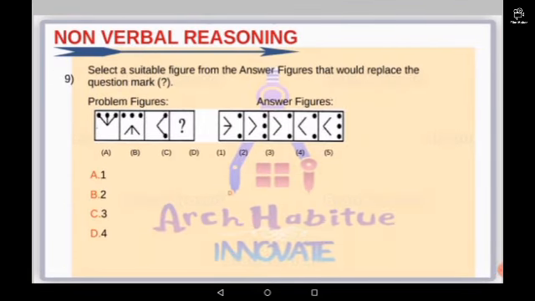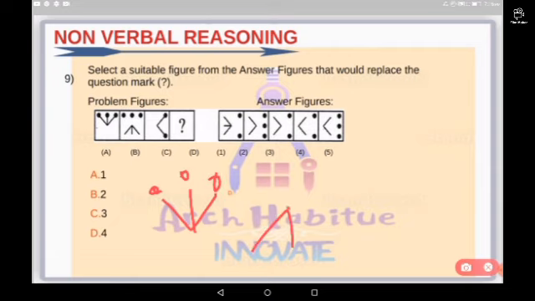So the answer will be D. Ninth question, nobody has any doubt, but I will just discuss. Three dots and 3 lines. The 3 lines upside down and the 3 dots as they are.